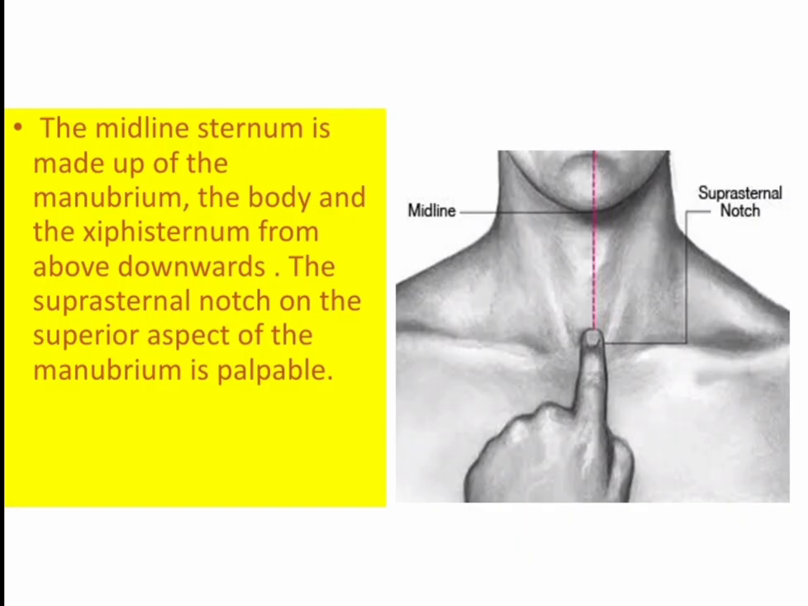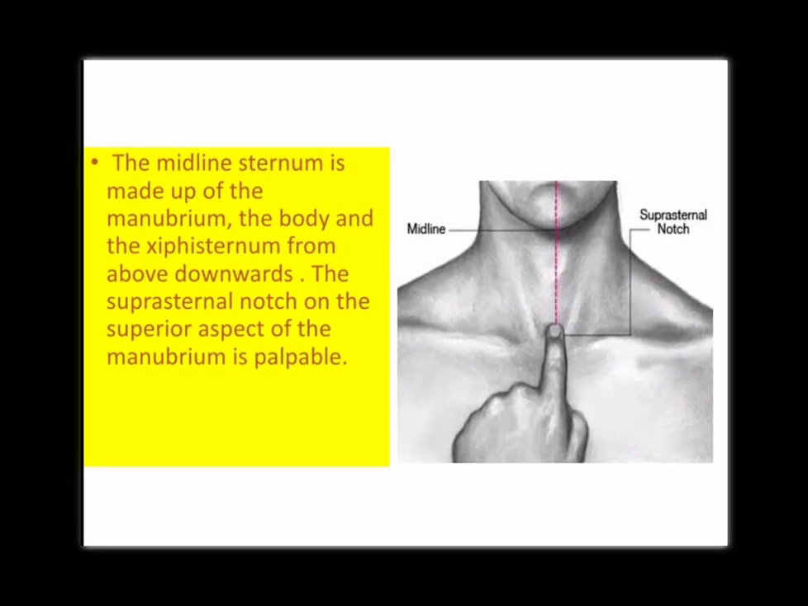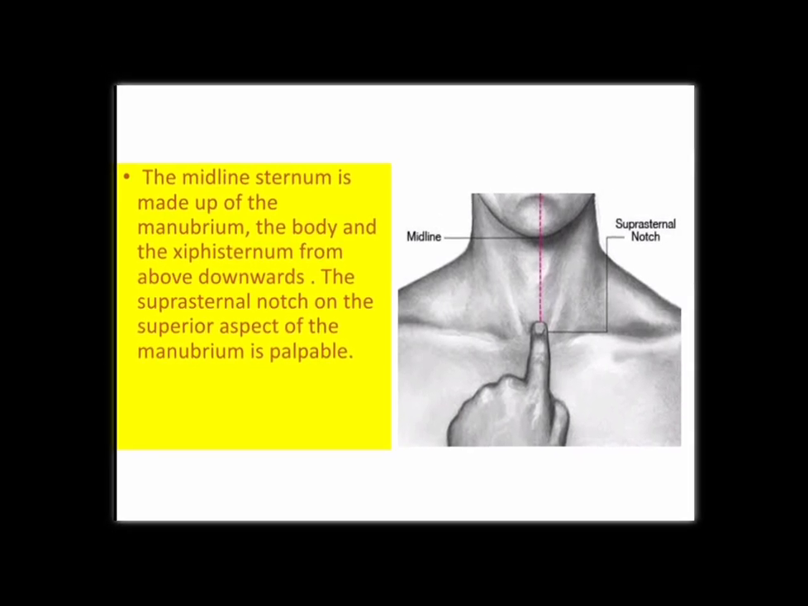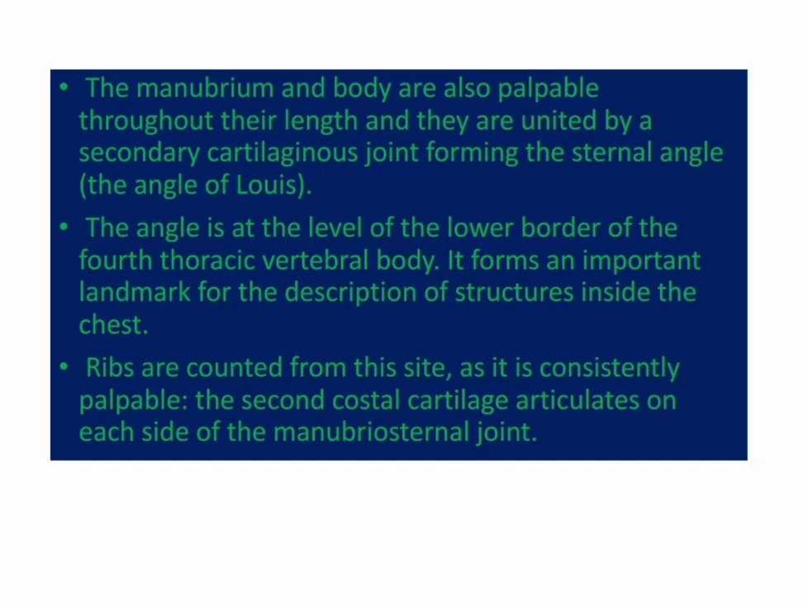Also, the rate, depth and character of respiration can be observed, as can the apex beat of the heart on the left side. The midline sternum is made up of the manubrium, the body, and the xiphisternum from above downwards. The suprasternal notch on the superior aspect of the manubrium is palpable. The manubrium and body are also palpable throughout their length, and they are united by a secondary cartilaginous joint forming the sternal angle, which is also called the angle of Louis.